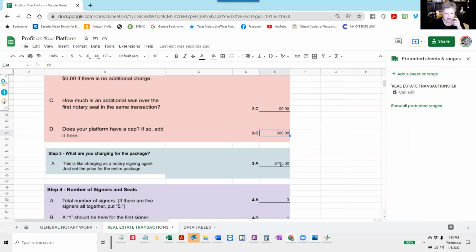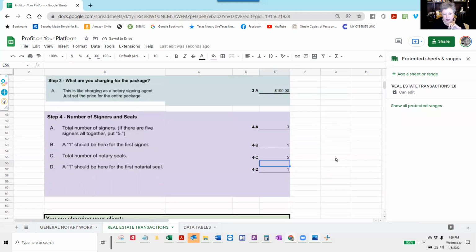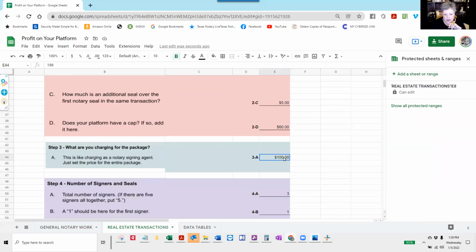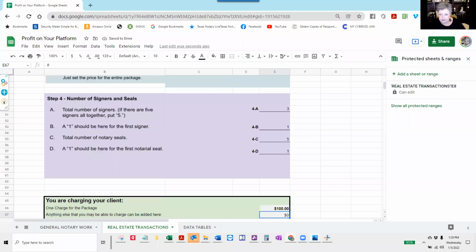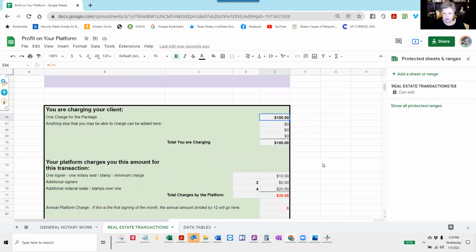And most platforms do have a cap. So let's say that this is a package that I'm charging $100 for. And there are 3 signers and let's say 5 notarial seals. Then let's see, my charge, I don't know why that came up there. We might have to fix this and I'll be right back. My formula had a mistake in it. So you can charge, let's say I'm charging $100 for this package. Total is $100.